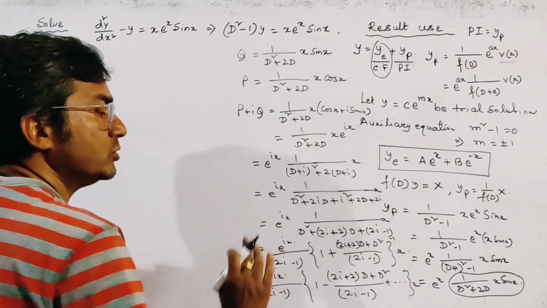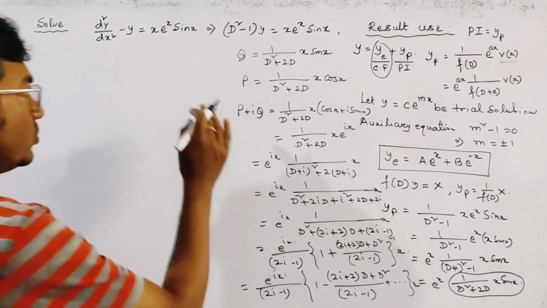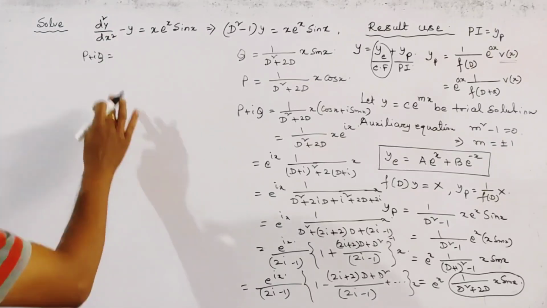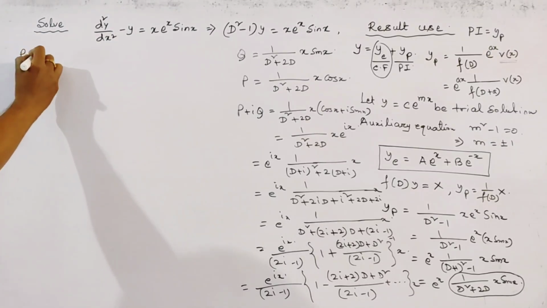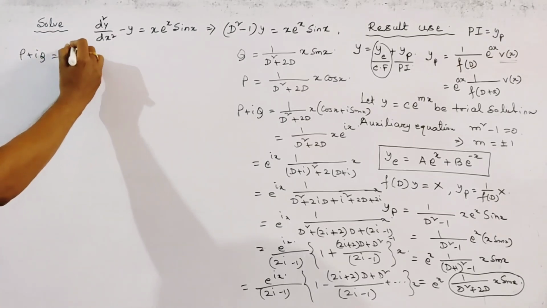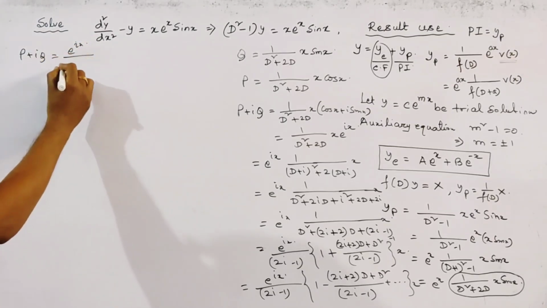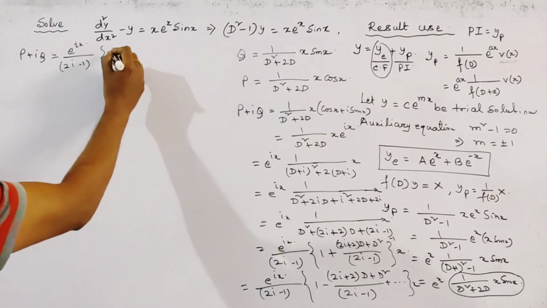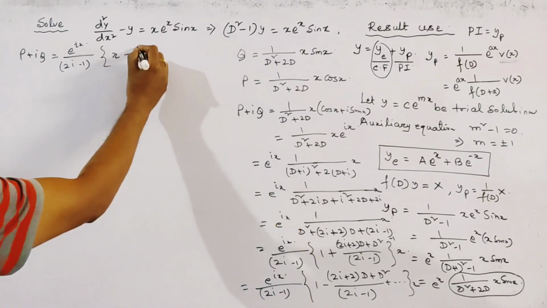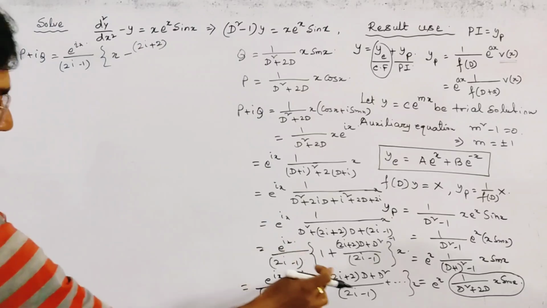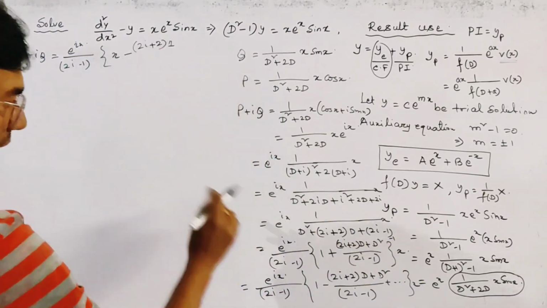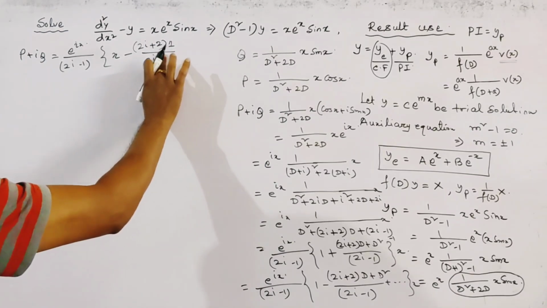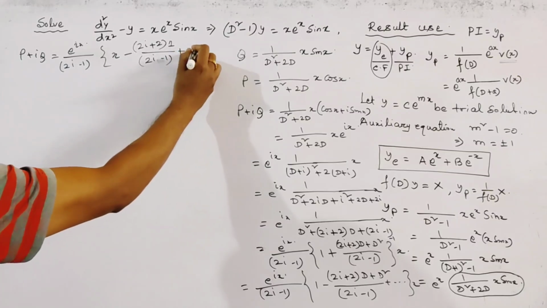Now if we operate D on this, we get the result. We write on the left P plus iQ, which is given by e to the power ix by (2i minus 1), and this is x, and from here we get (2i plus 2) and D of x, which means 1, and D square of x is 0, so this is divided by (2i minus 1), and all the other terms are 0.